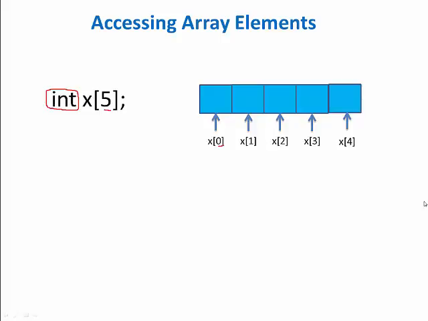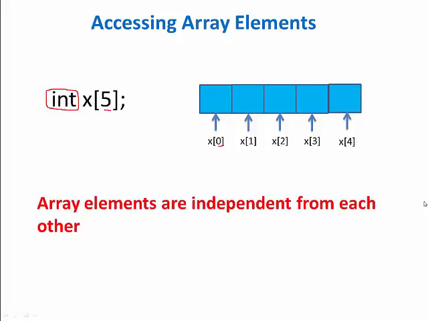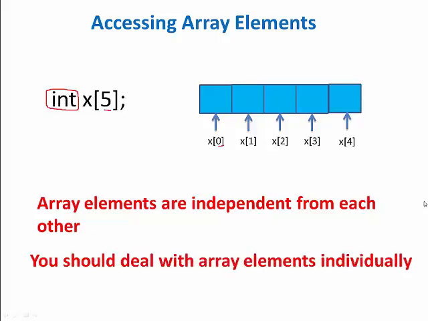So based on that, you should know that array elements are independent from each other. Although all the elements have the same name, or we can reference them with the same name, x for example, they are independent from each other. You can manage each element independently from the other elements. So you should deal with the array elements individually. You cannot read the whole array as a single element, or write the whole array as a single element. You have to deal with the elements of the array one by one.